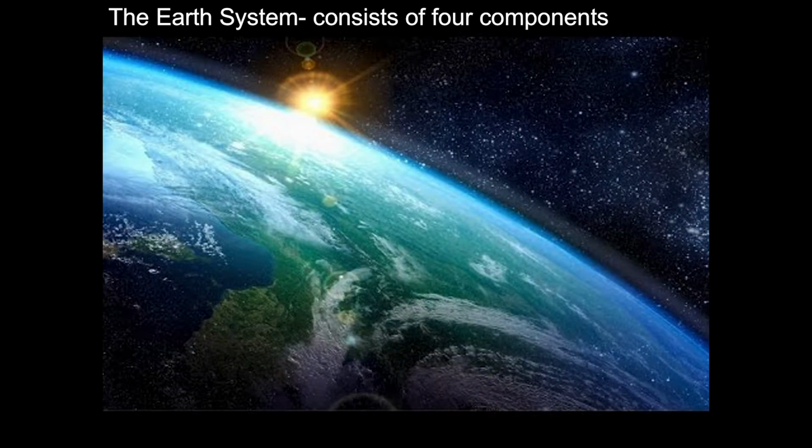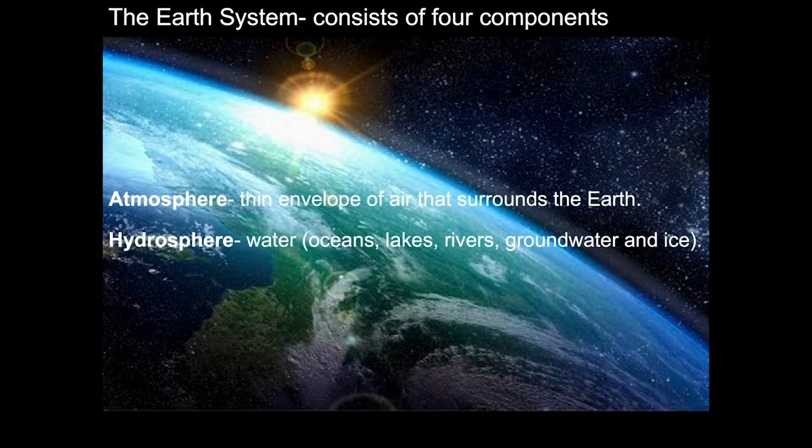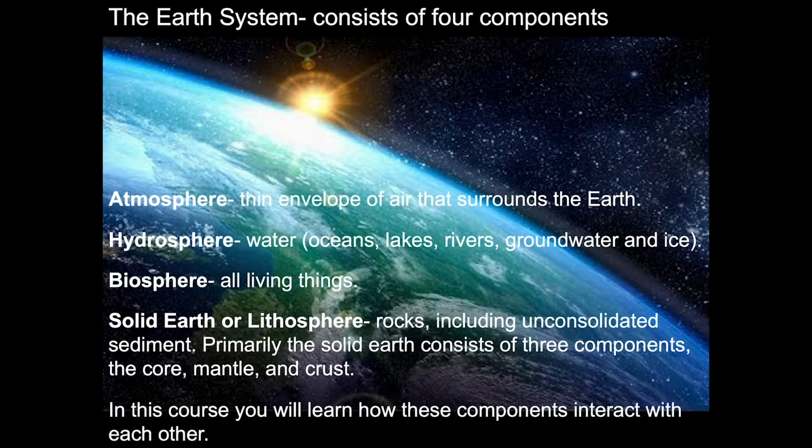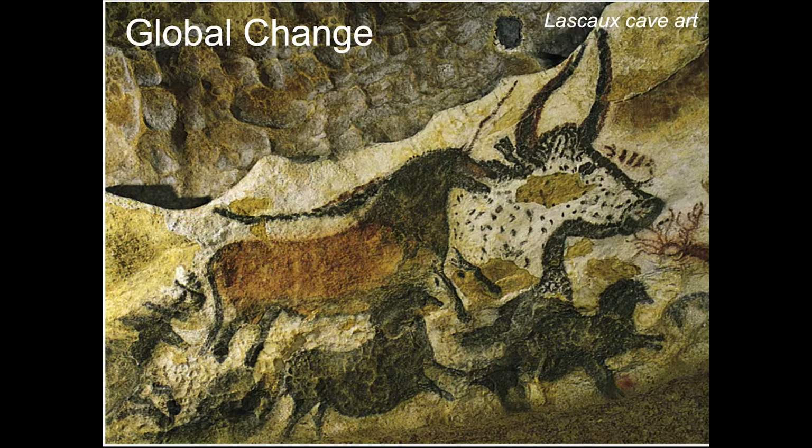The Earth system consists of four components: the atmosphere, a thin layer of air that surrounds the Earth; the hydrosphere, water, including oceans, lakes, rivers, groundwater, and ice; the biosphere, all living things. Solid Earth or lithosphere includes rocks, unconsolidated sediment, but primarily the solid Earth consists of three components: the core, mantle, and crust. In this course, you'll learn how these components interact with each other.